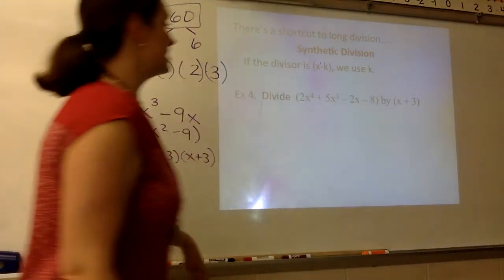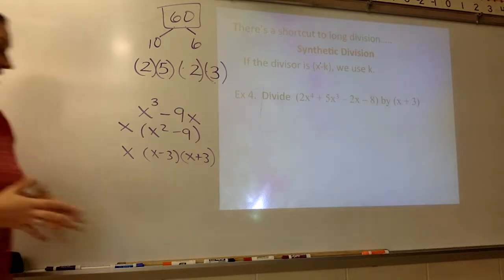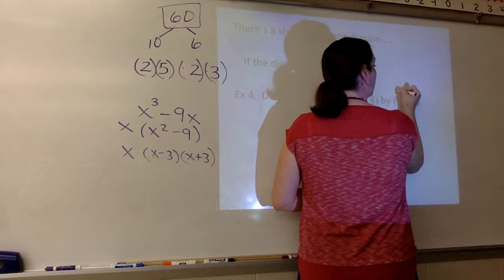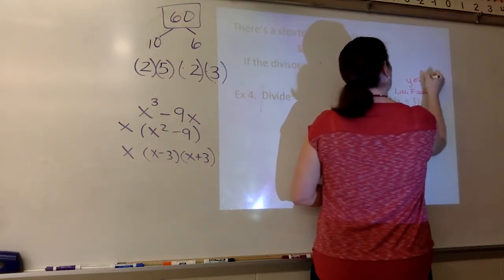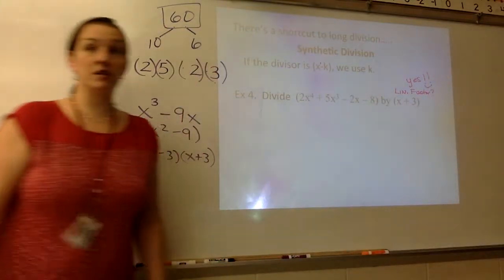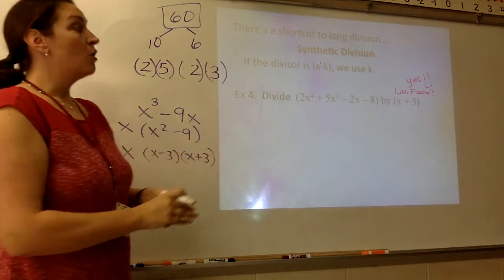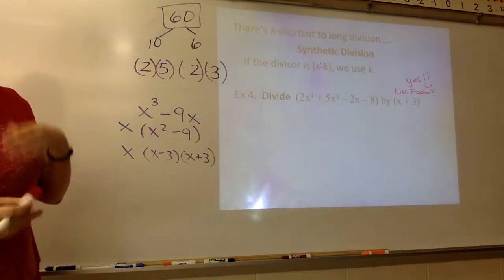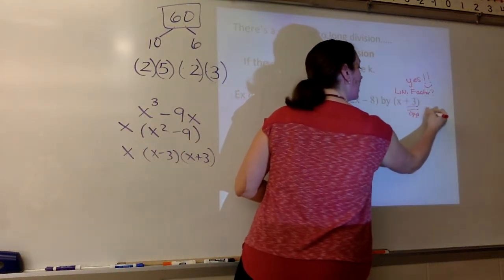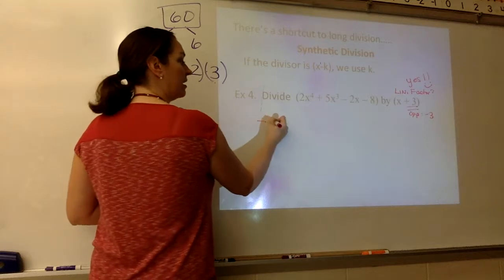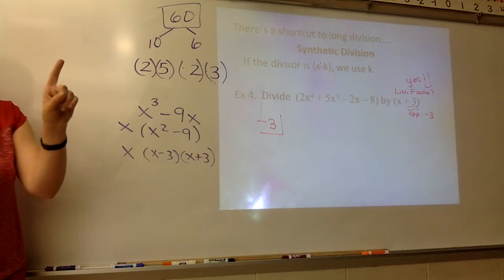So let's take a look at the example that we have. We're going to divide by x plus 3. Is this a linear factor? Yes, it is a linear factor, which means you may use synthetic division. The way it works is we're going to use, again, the opposite. So the opposite is -3. That's going to go on the outside. There's only ever one number on the outside in synthetic division.